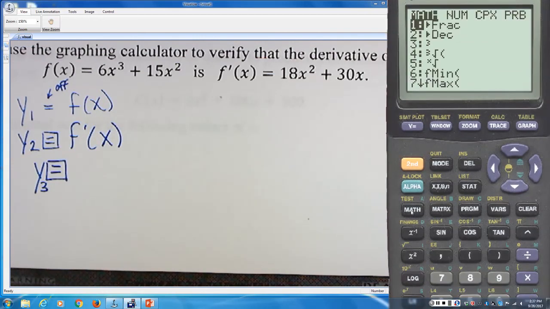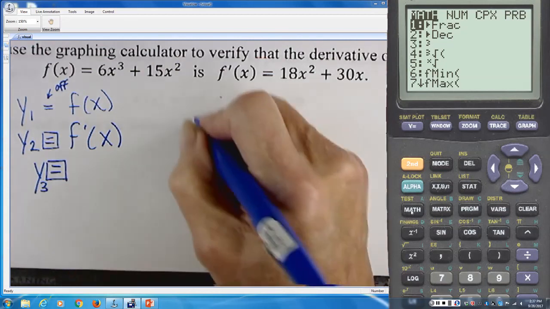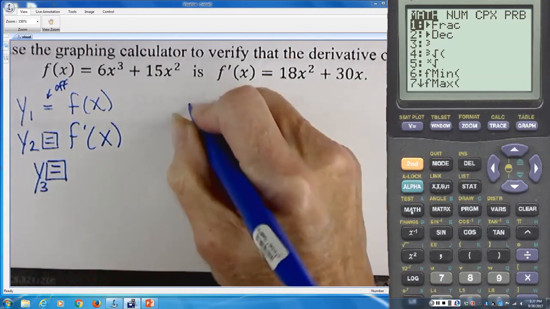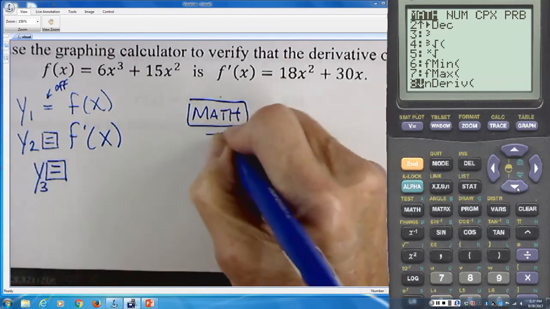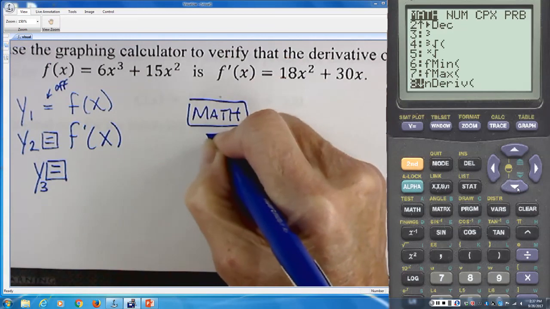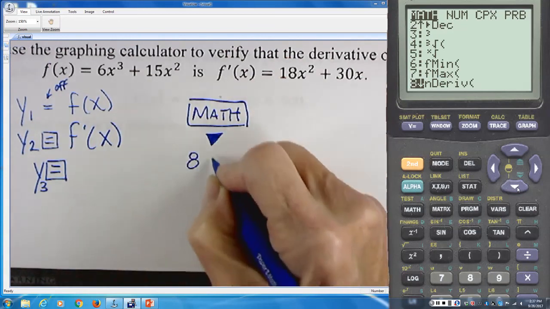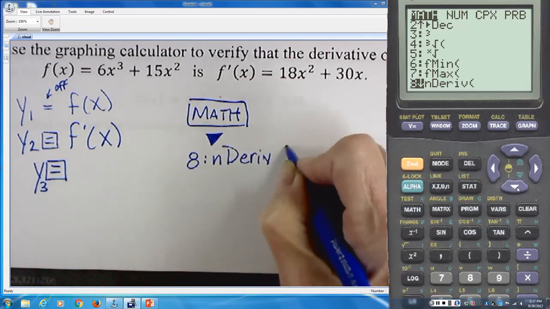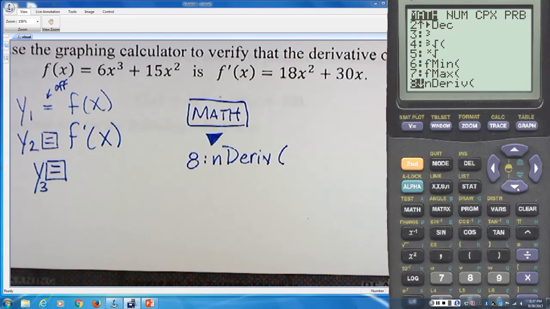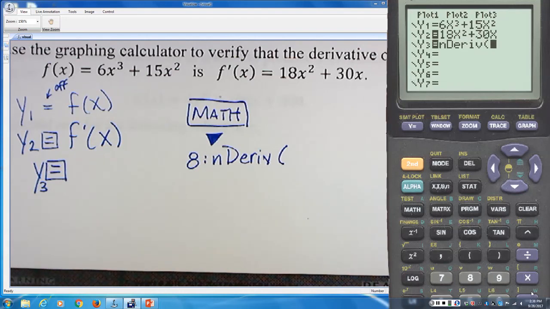When I get to y3, press your math button. Scroll down to number 8. And get in deriv. That's the numerical derivative. When you hit enter, it'll paste it in at y3.